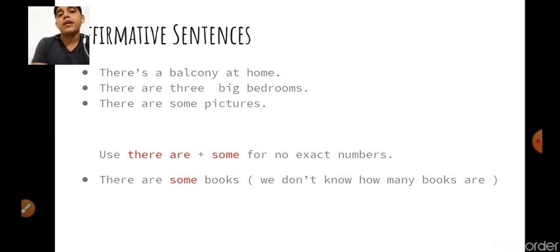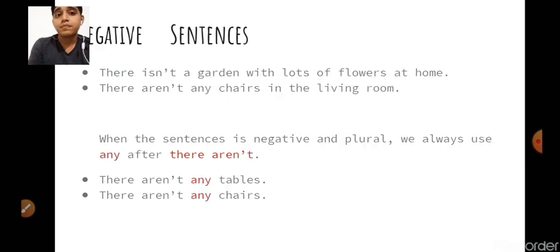So in the first example right here, we have there is, but this is the contraction. There's a balcony at home. This first one, we use it when we talk about only one thing. In this case, there's only one balcony. In the second one and in the third one, we're talking about more than 2 things. For example, there are 3 big bedrooms. We use there are when we talk about more than 2 things. And there are some pictures that we already explained.